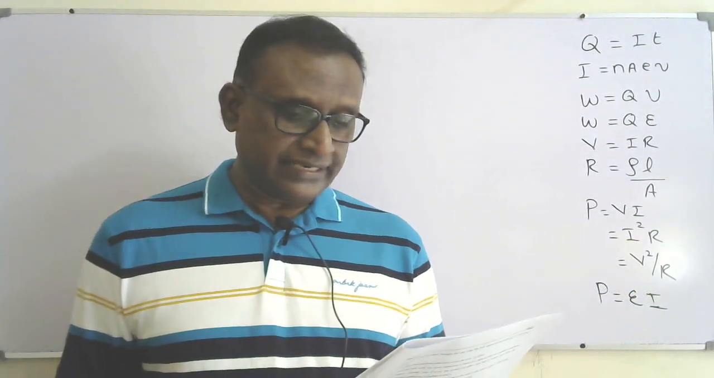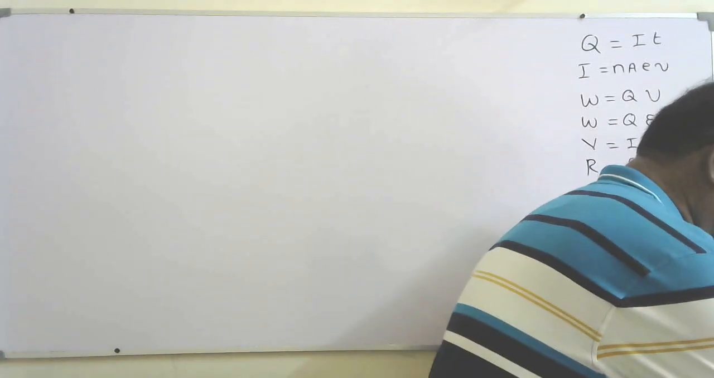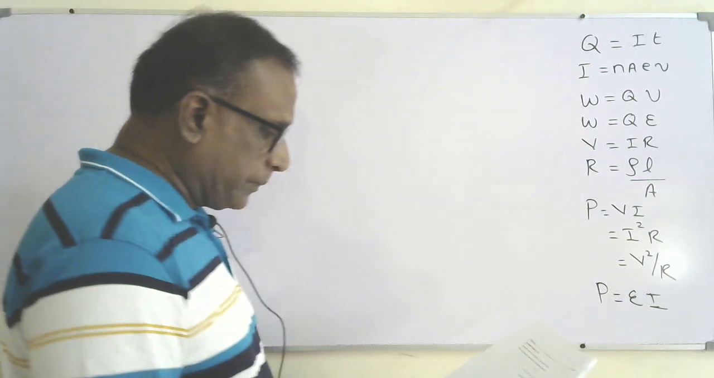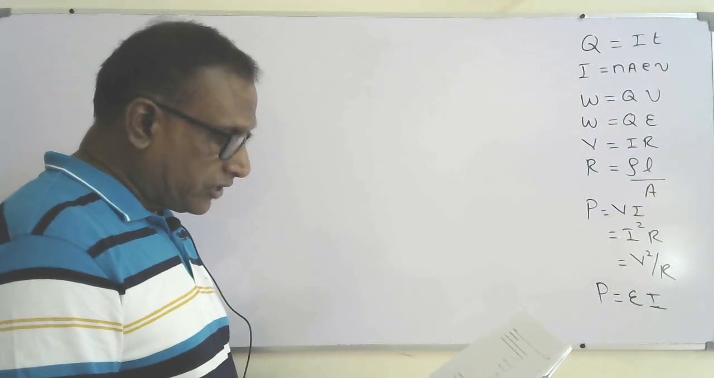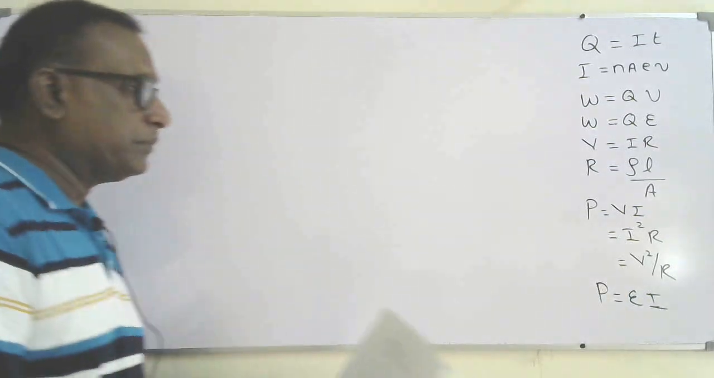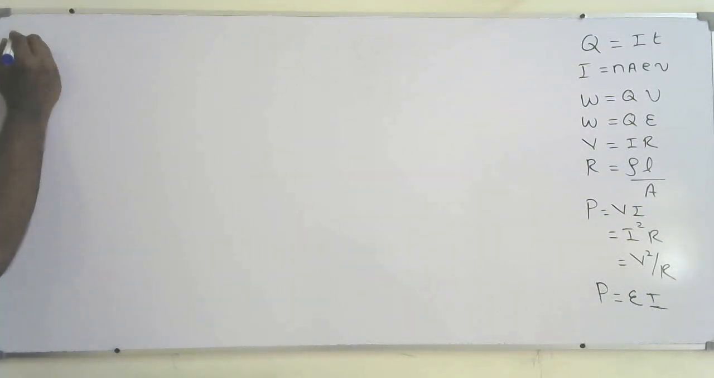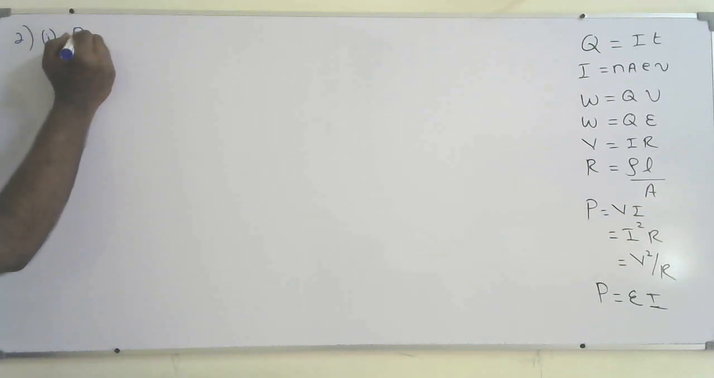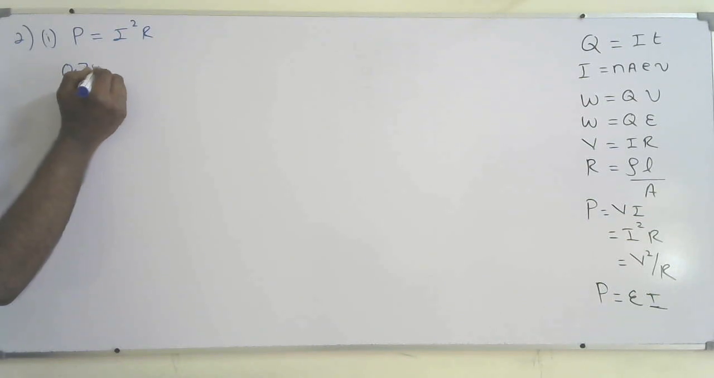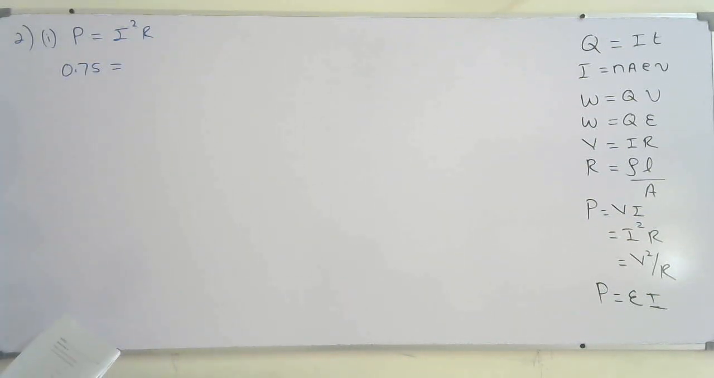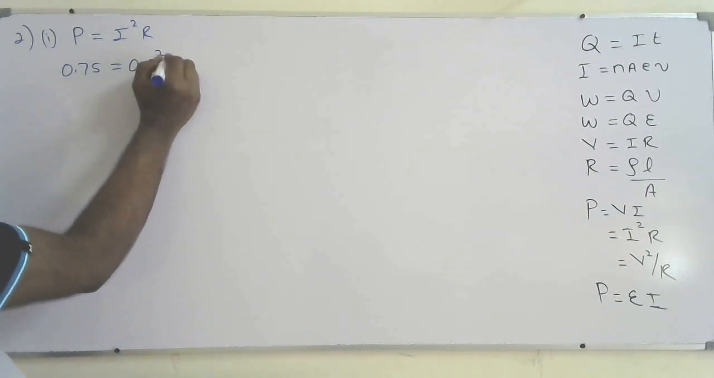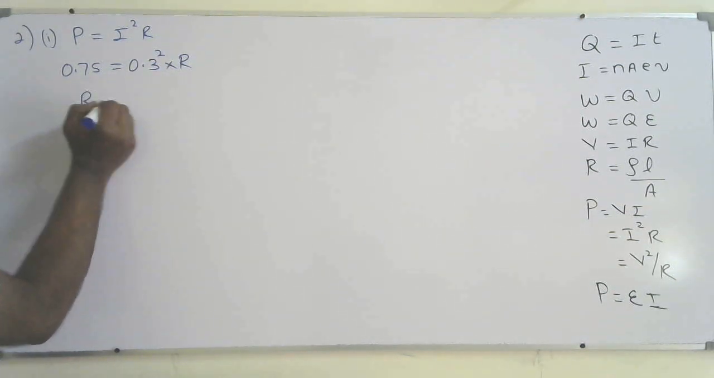First part, find the resistance of the bulb. I can use this equation, P equal V squared over R. I know the power of it. The question is the resistance. I know the current, so I can use the second equation, P equal I squared R. Second question, first part, I can use P equal I squared R. The power is 0.75. The current flow is given as 0.3 ampere. So 0.3 squared into R. Find the R.